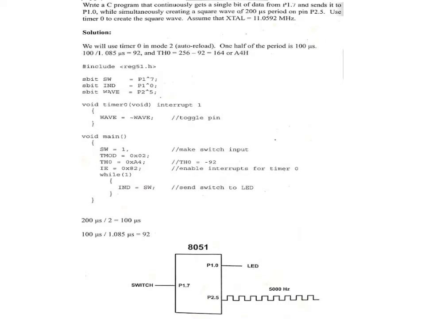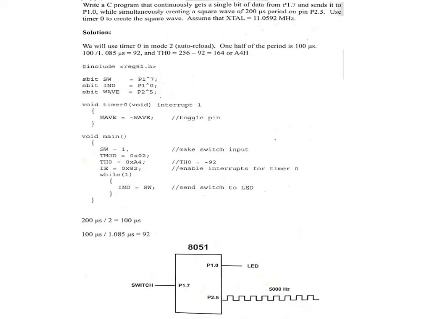So here you can see that we are just using a pin of a port. So in assembly level language we need to declare it as sbit if we are just using one pin of a port. Here #include reg51.h is a header file that is included. Then we are giving a name for port 1 pin 7 as SW. Then port 1 pin 0 we are giving a name IND, and for port 2 pin 5 we are giving a name wave. Let us look into the main program.